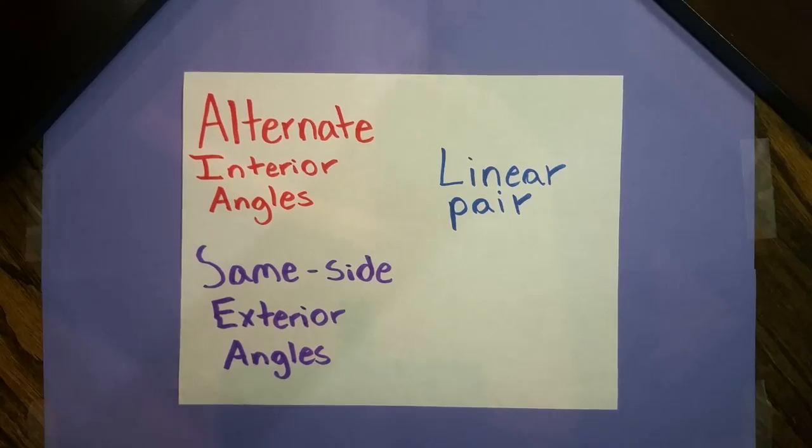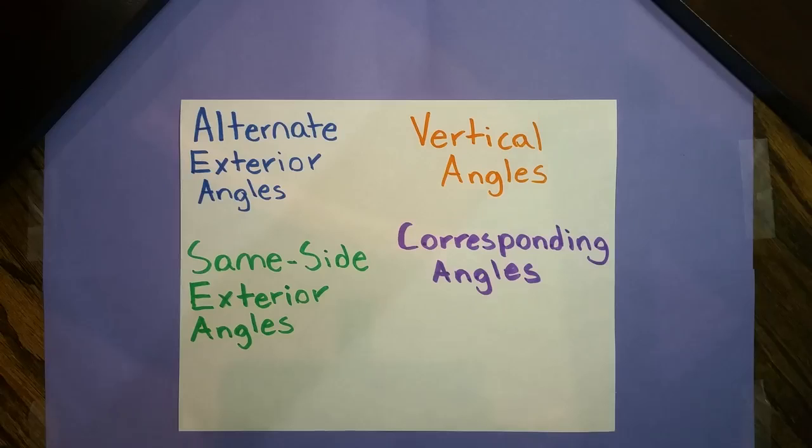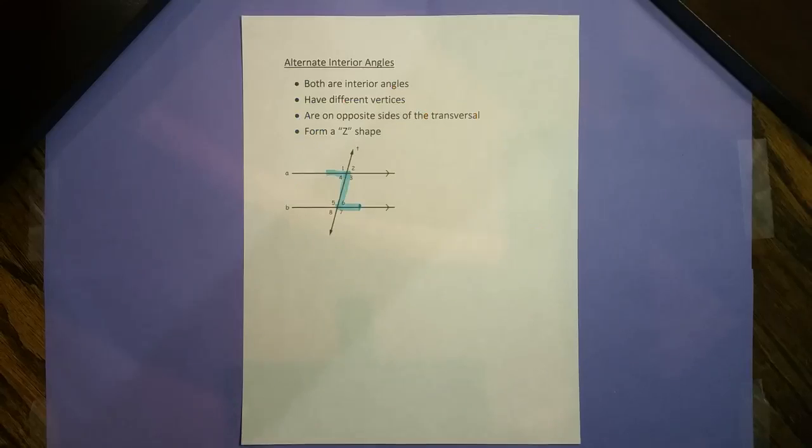Now we'll be going over the 7 types of angles that a transversal creates. The first 3 are alternate interior angles, same-side interior angles, and a linear pair. The other 4 angles that a transversal creates are alternate exterior angles, same-side exterior angles, vertical angles, and corresponding angles. Don't forget, at any time if you are having trouble, you can pause the video, rewind it, and watch it again.